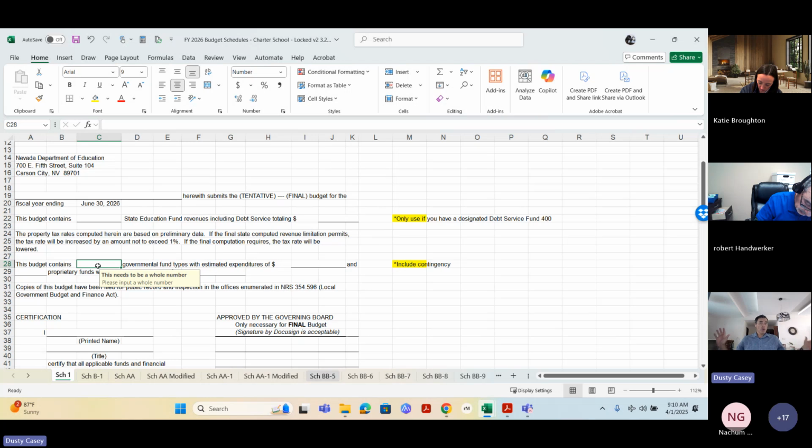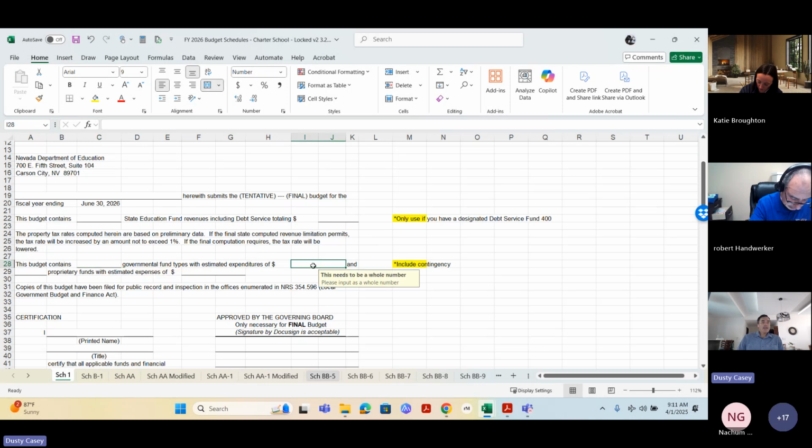For districts, this is all over the place. I know there's districts that only operate 7 or 8 funds. If you looked at Carson City School District, I think they have like 23 funds that they operate. So it really depends on what you've chosen to do as a school and what your board has authorized you to open. That would go there.